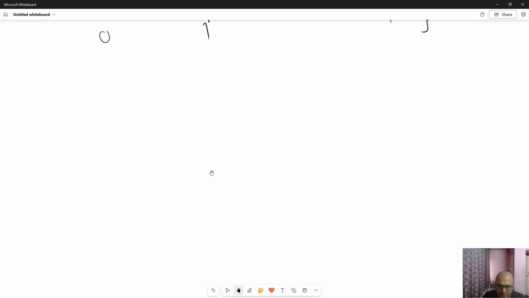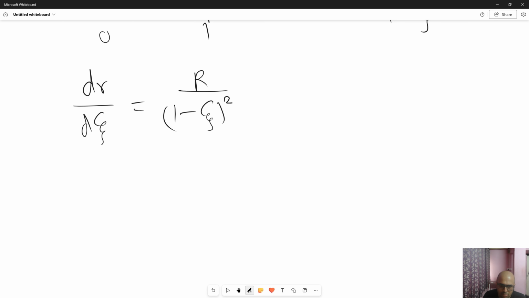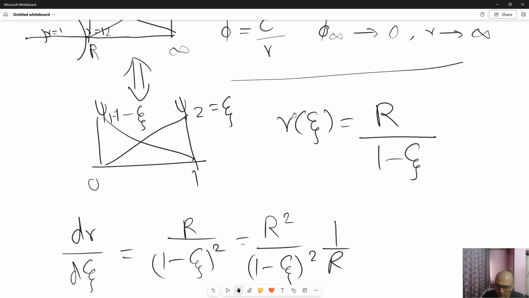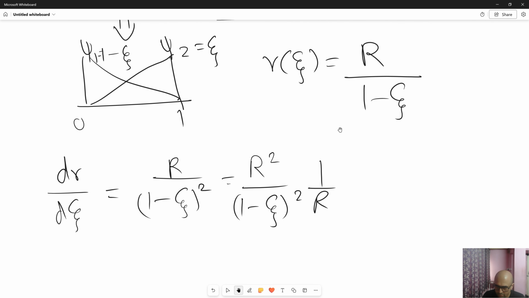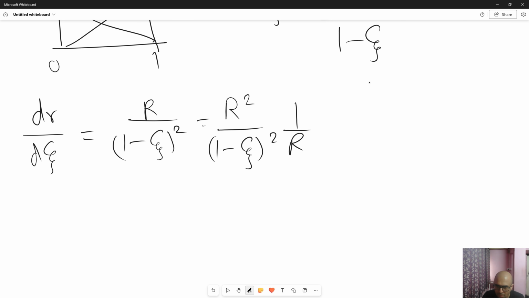Since we are dealing with derivatives, let's derive dr by d psi, because we need it in the isoparametric mapping. So this is simply R upon 1 minus psi whole squared, right? And this is the same as r squared upon R. So remember that r is equal to this term, so we could just simplify this as r squared upon R.